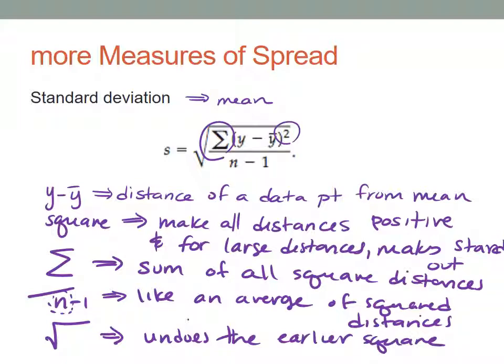Okay, so now that we've talked through the formula, from now on you're just going to use some technology to help you calculate these. You're not going to have to plug values into this formula. It would take you forever. But it's good to know what standard deviation is measuring. Standard deviation is basically measuring the average distance of a data point from the mean, and the way that it's calculated makes the values that are further from the mean stand out more.